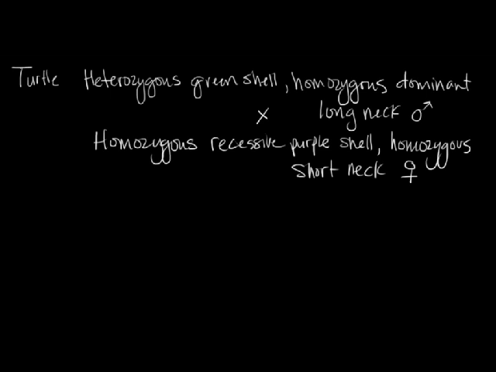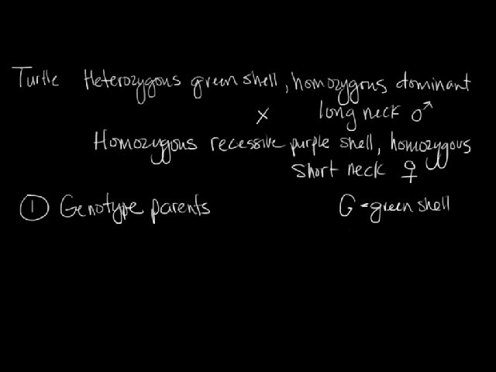So our first step to solve this problem, to figure out the probability of the offspring, is to figure out the genotype of the parents. Now I'm going to give you the alleles for the problem. Big G stands for a green shell. Little g is a purple shell. And then big N is going to be a long neck. And little n is going to be a short neck.